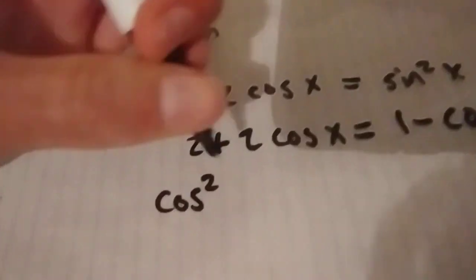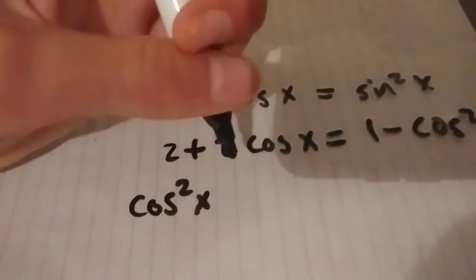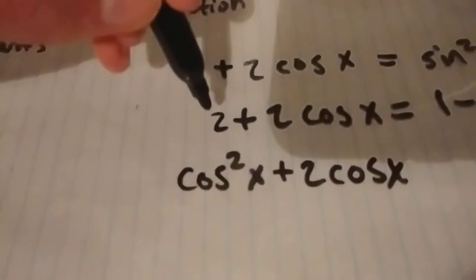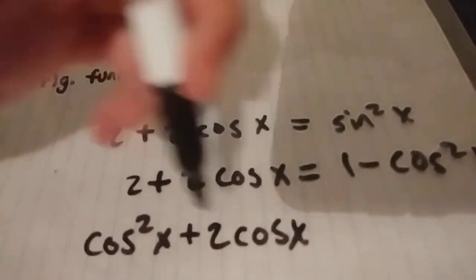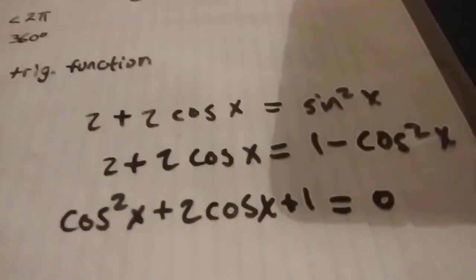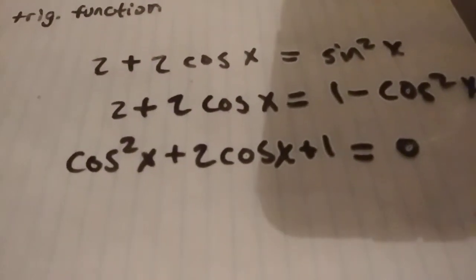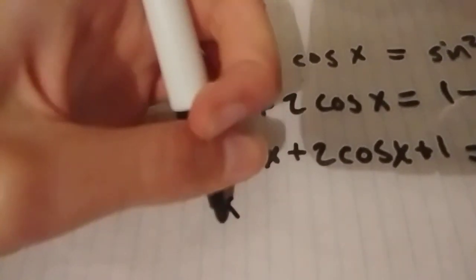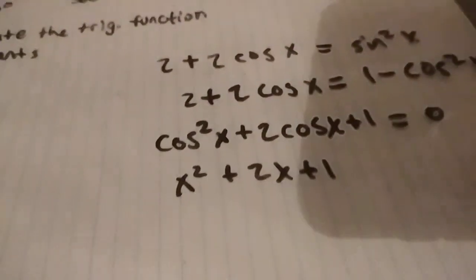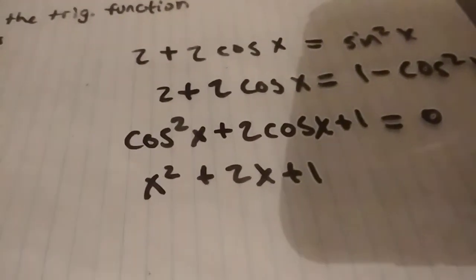We can add cosine squared x, and then plus 2 cosine x. Then we have a plus 2. To get that on the other side, we would subtract 1, so 2 minus 1 plus 1 equals 0. Oh, well, you might think, how do you factor this? Well, like I said, it's really just this. That's really all it is. You can just replace the cosine x with x, and then you might know how to do it. So that's all it is.